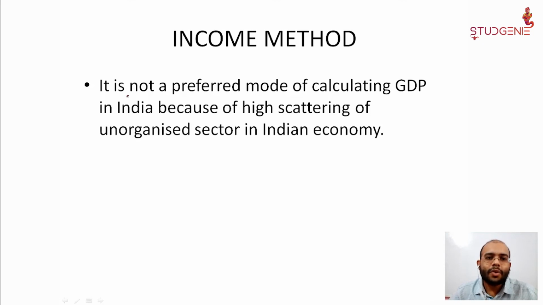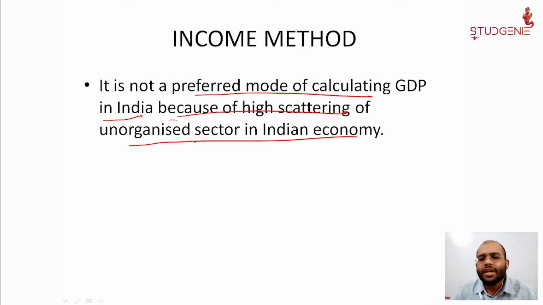Now let's take a look at the income method. It is not a preferred mode of calculating GDP in India because of the high scattering of the unorganized sector in the Indian economy. We always witness the unorganized sector. Your street vendors and all, do they come under the organized sector? No, your street vendors are the unorganized sector of the Indian economy, right?